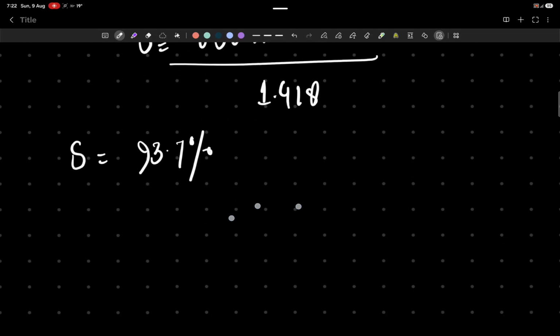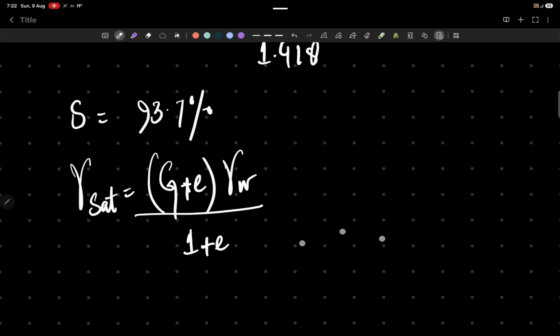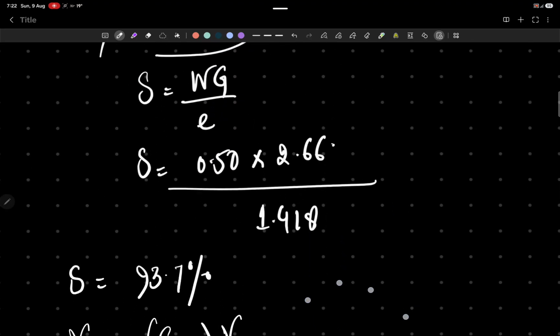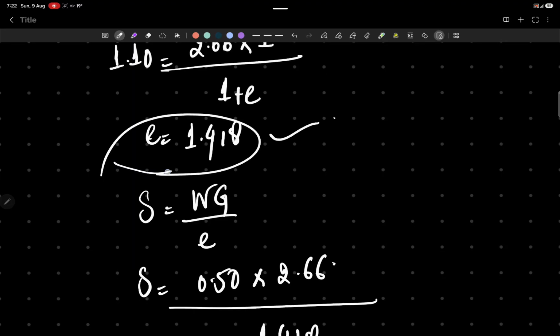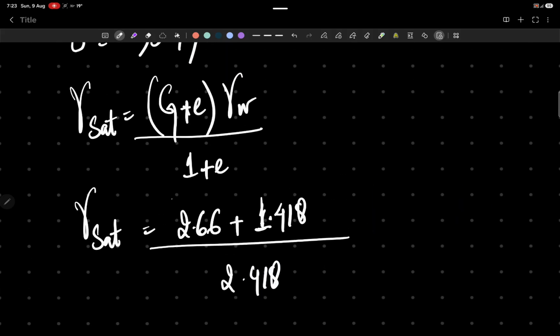Saturated unit weight of the soil, as per the generalized equation, is (G plus e) gamma w divided by (1 plus e). So the saturated unit weight: G is how much? 2.66. e is 1.418, which we found over here. 1.418, divided by 1.418 plus 1, 2.418, and here we have to multiply it with the unit weight of the water.